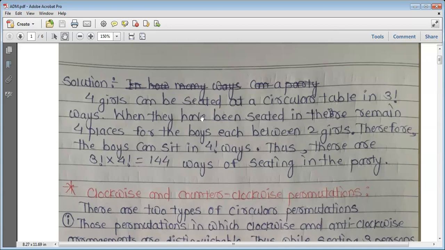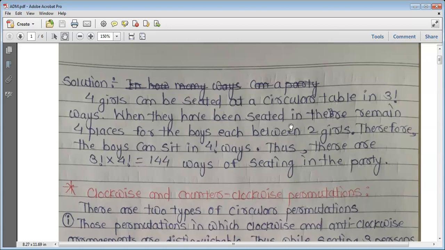Solution. Four girls can be seated at a circular table in 3 factorial ways, which is from the above point. If we take the circular arrangement of four things, then we have to keep one element fixed, and the remaining three elements can be permuted among themselves in n minus 1 factorial ways. As here there are four girls, we keep one girl fixed and permute the remaining three girls, which can be done in 3 factorial ways.